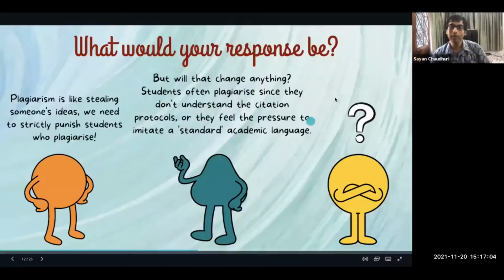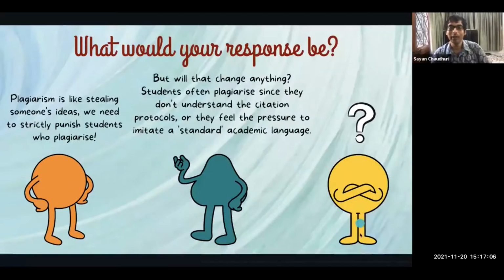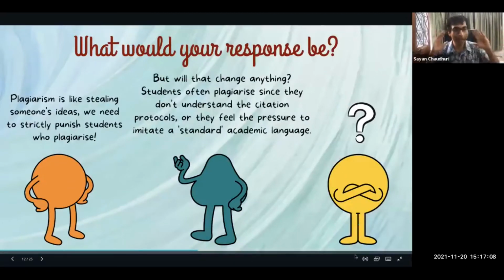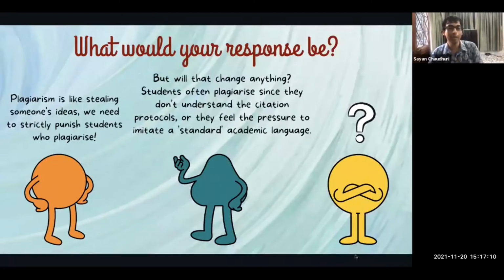Now it's your turn. So these are your sentences. Imagine you have entered a social gathering. One person says, plagiarism is like stealing someone's ideas. We need to strictly punish students who plagiarize. Other person says, but will that change anything? Students often plagiarize since they don't understand the citation protocols, or they feel the pressure to imitate a standard academic language, right? So two different ideas about plagiarism. You are standing there. What would your response be?